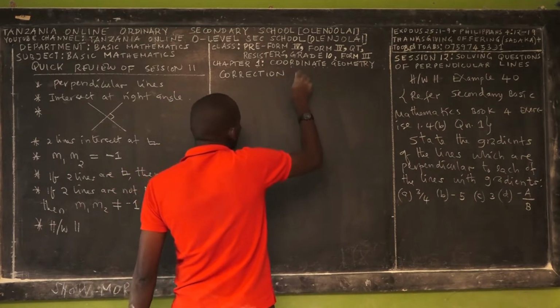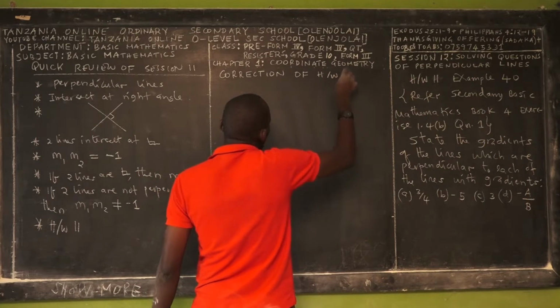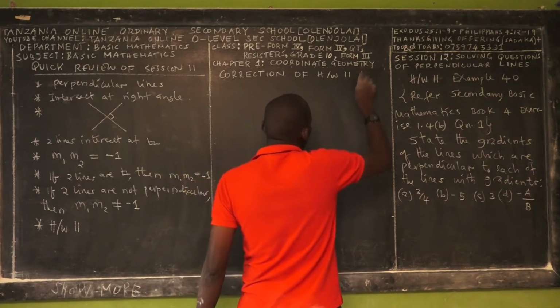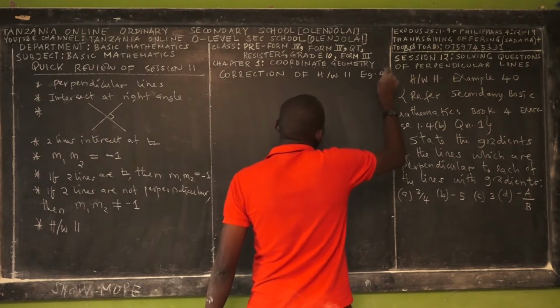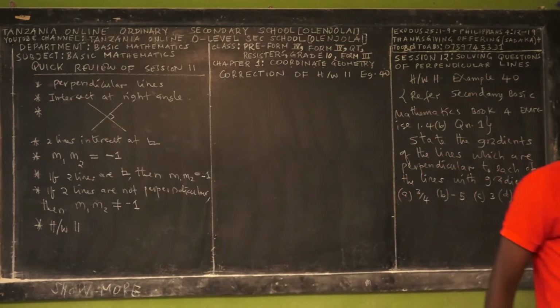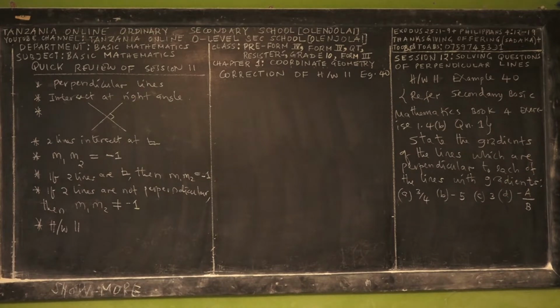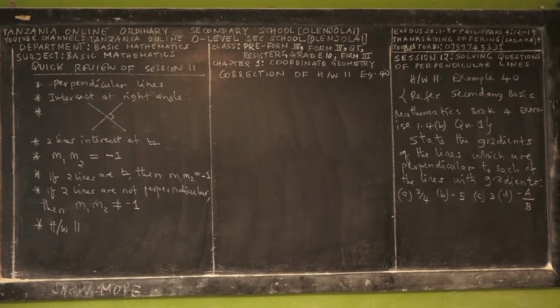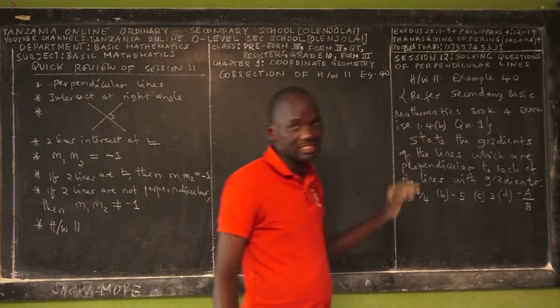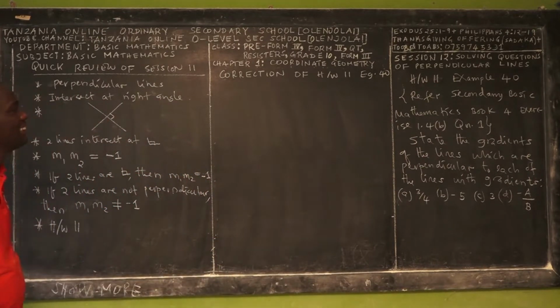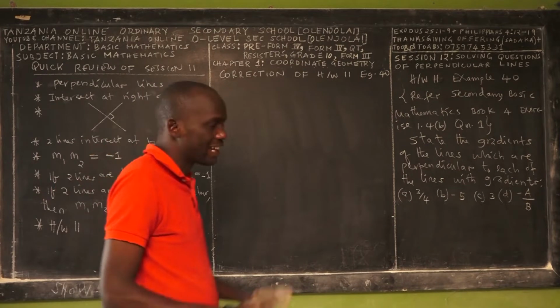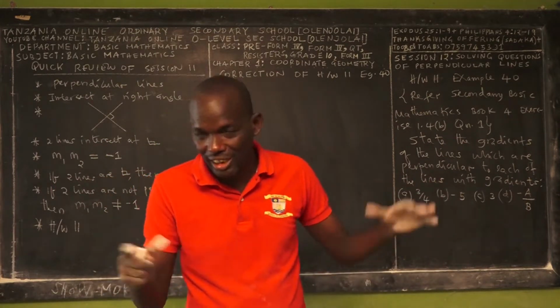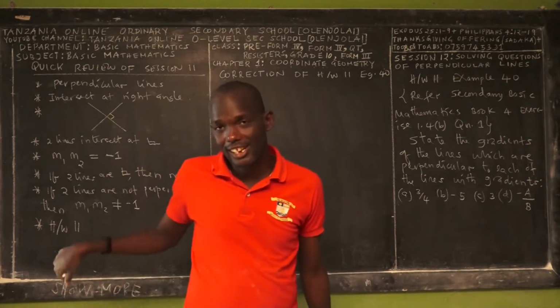Correction of homework 11, which is example 40. I believe you've gone through example 40, and possibly you've found some challenges, but you have to submit the solutions of your homework in the comment section, because I have to read them, regardless of how many students you send it to. You can pause the video and try, and once you are done, submit in the comment section.